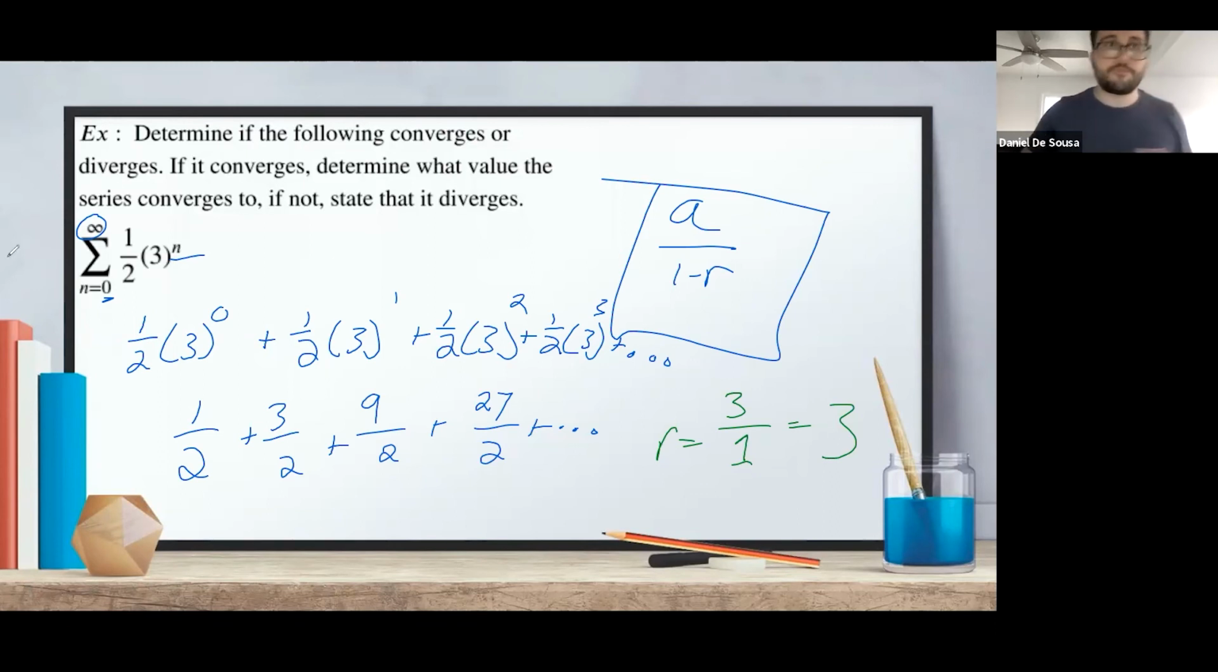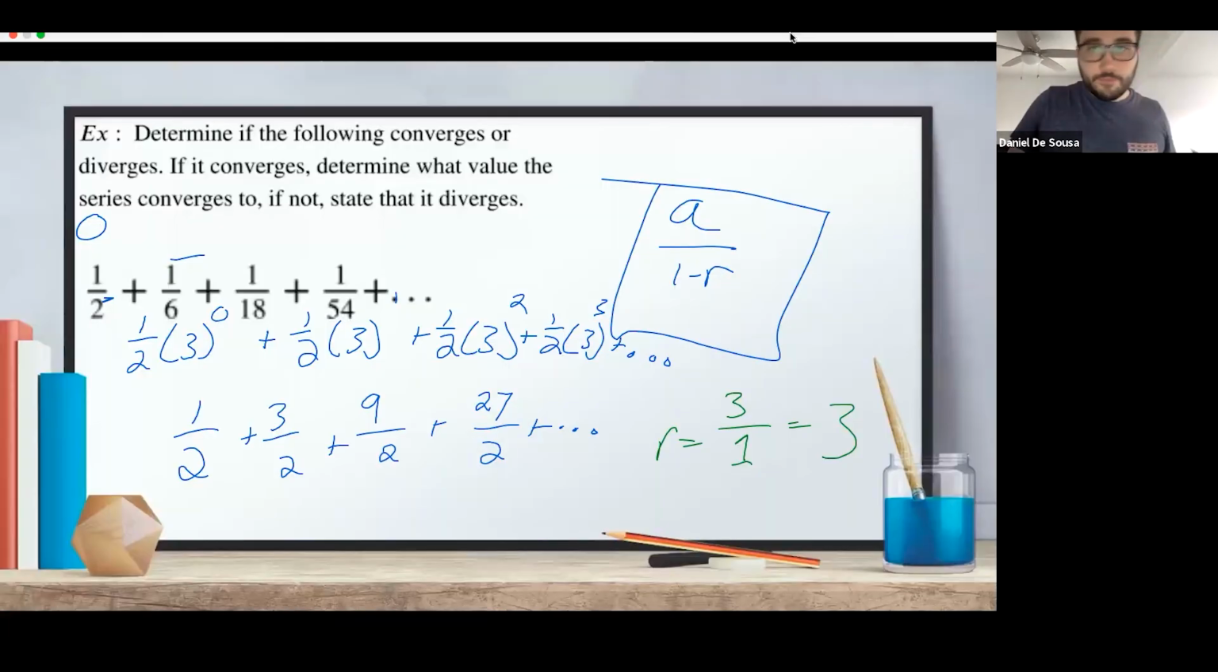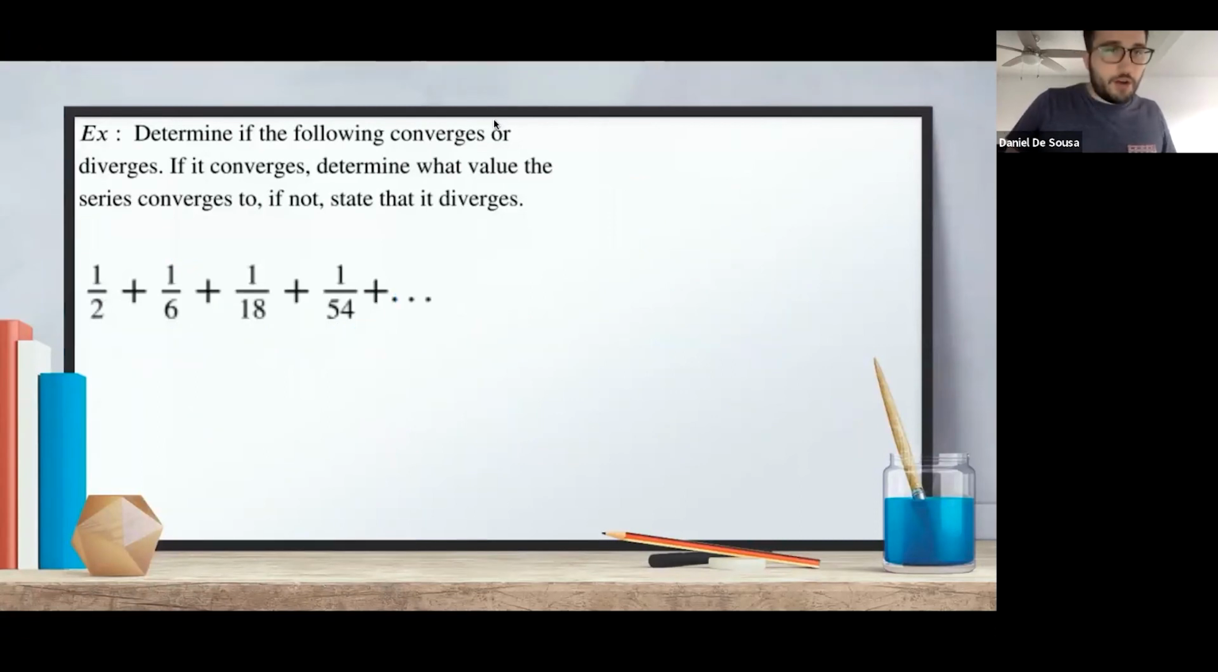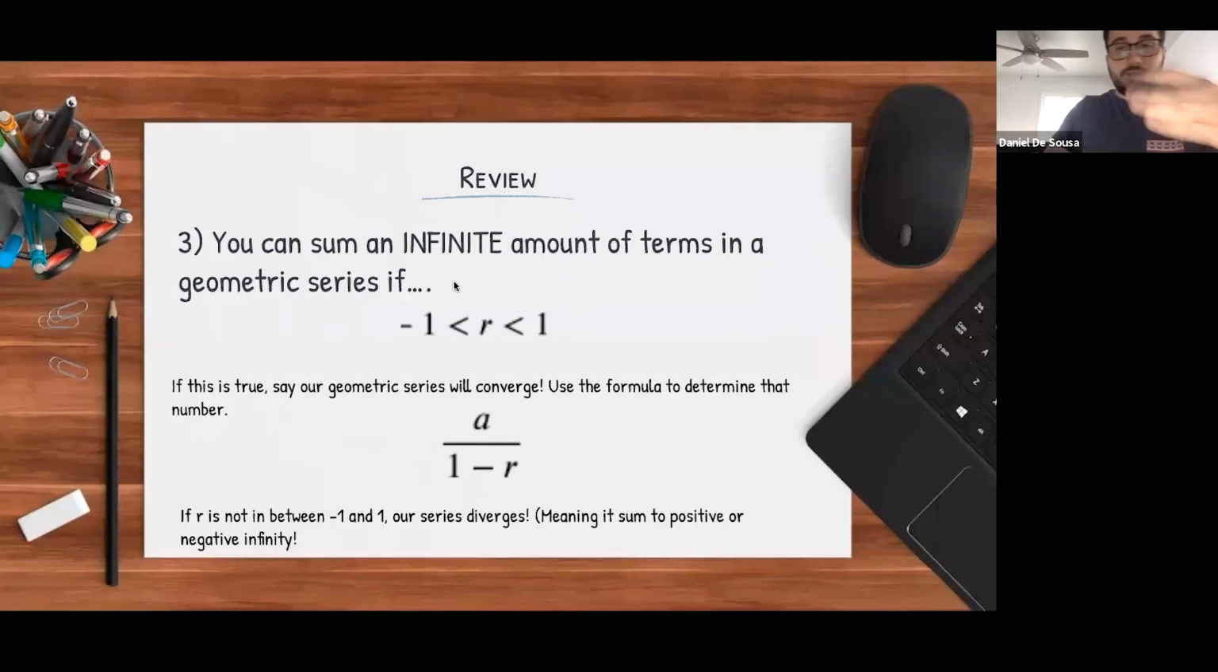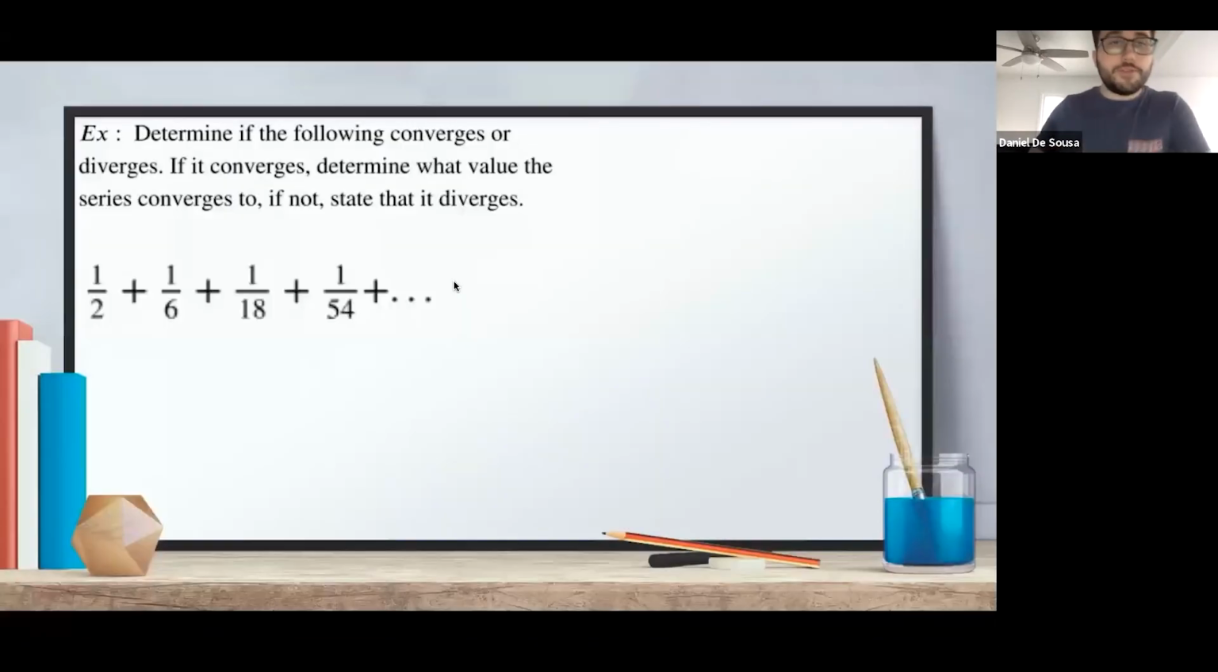Let's do another one. Okay, so again, determine if the following converges or diverges. If it converges, figure out what it converges to. If it diverges, just state that it diverges, right? So again, let's go back. Our formula is a divided by 1 minus r. So I'm just going to write that on the side just so I have it here. So let's figure out the common ratio.